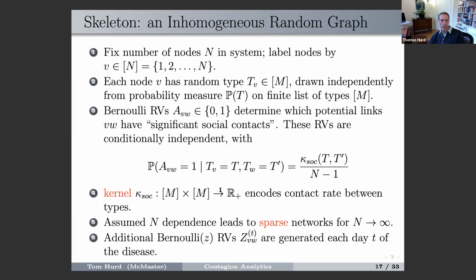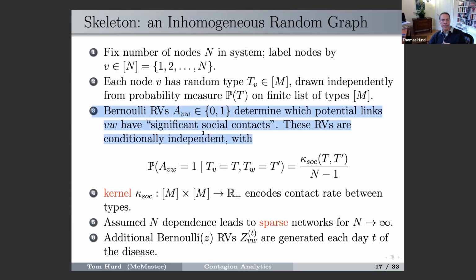So this is now where you start mathematizing, or putting mathematics to the whole thing. I'm identifying here in this slide, and maybe it's not that interesting to read the fine print, but you have to generate all these random objects, the types of the individuals. You need to decide who's connected to whom. So that's part 3 here, the Bernoulli random variables.